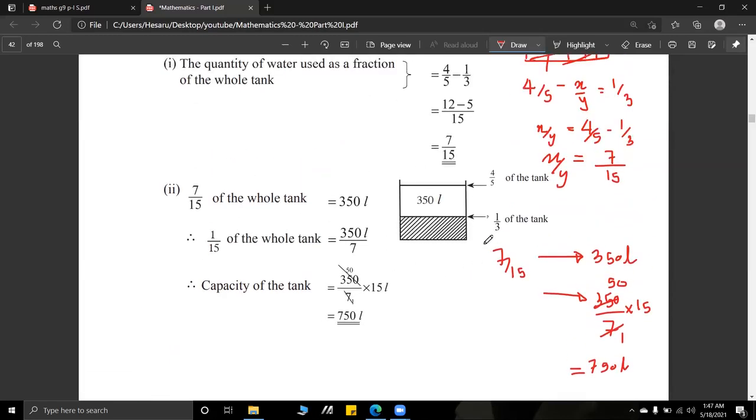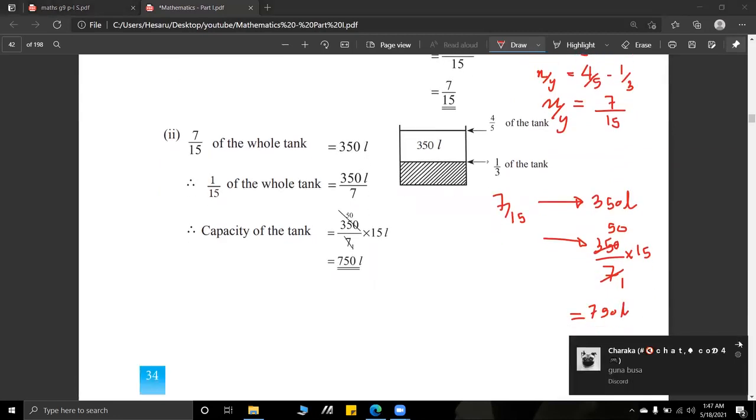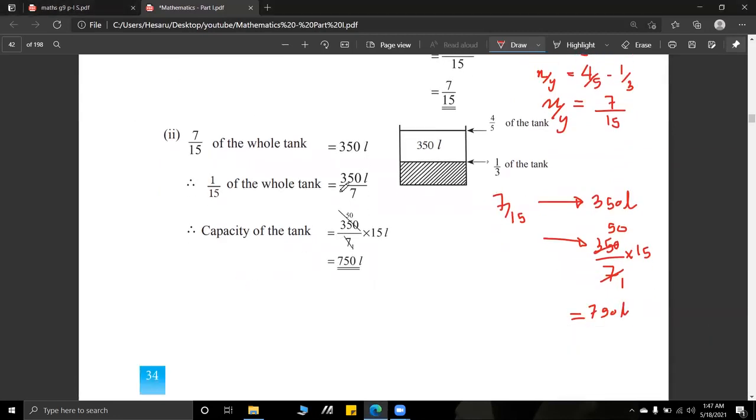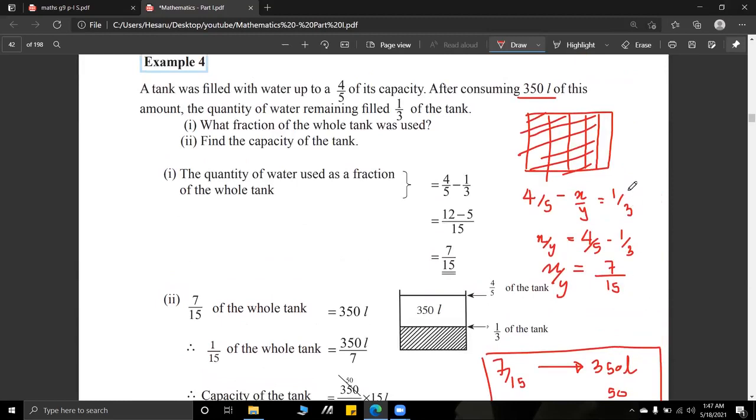In this case, you can't write like this. You have to always go like this. I just wrote this to explain it. So you can do it like this instead, but you have to state that the fraction consumed is assumed as x over y. You have to mention that.